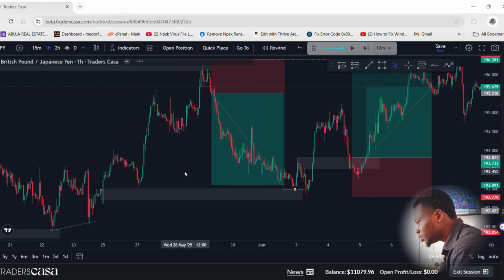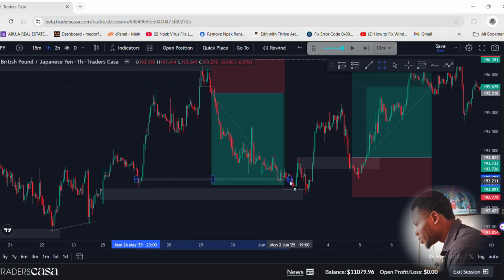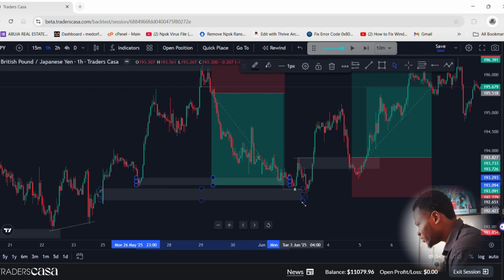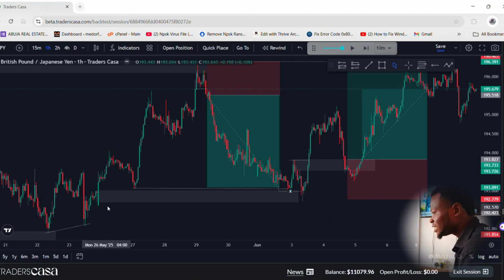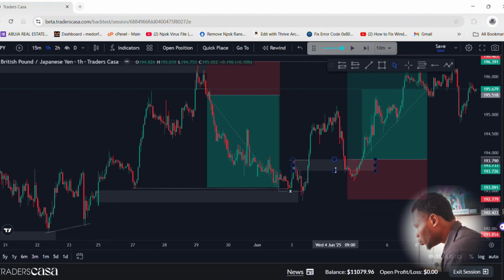For those that want to know how to mark out or spot your zone, imagine you marked here as your zone. Price will take you out. This is a liquidity level. That's your liquidity. Price will take you out. If you had wanted to enter from here, price will take you out and still go in your direction.